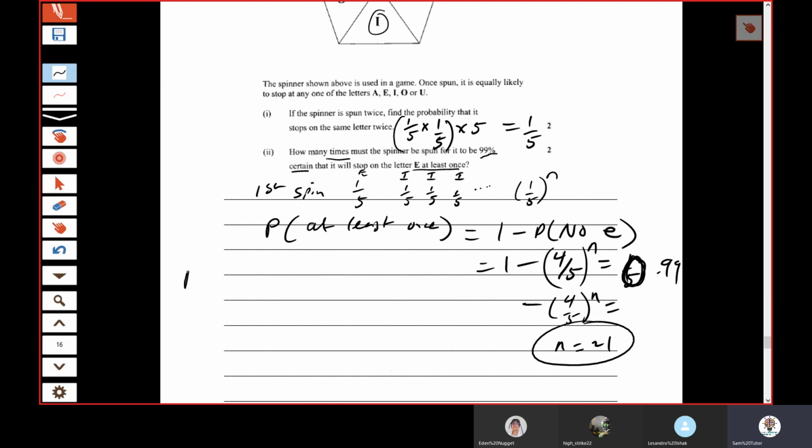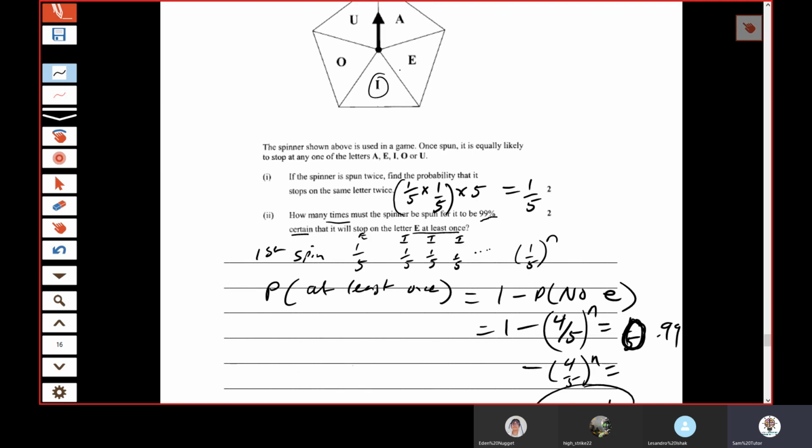It's just like you saying the probability of at least one head is equal to 1 minus the probability of no heads, which is all tails. And that would give you at least one head. Do we get that logic? Yeah. Okay, so then from that, I went 1 minus the probability of no E. Obviously, there's 4 letters.